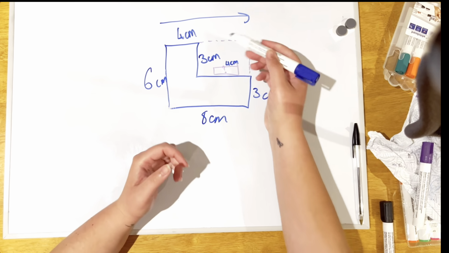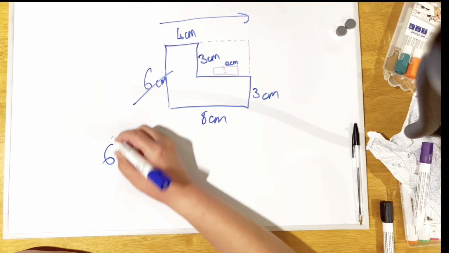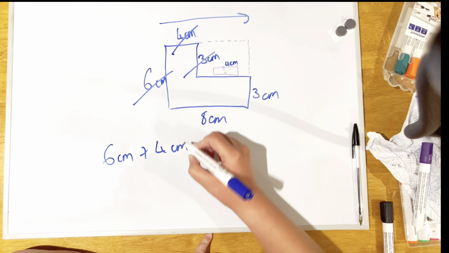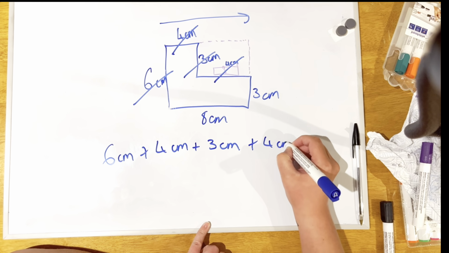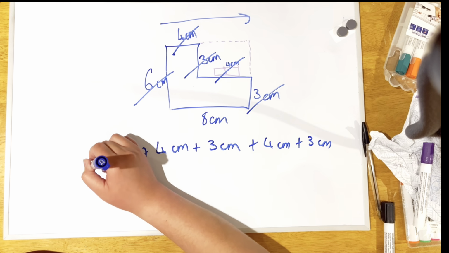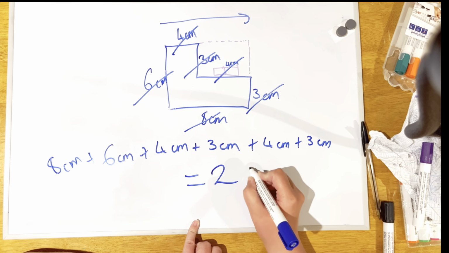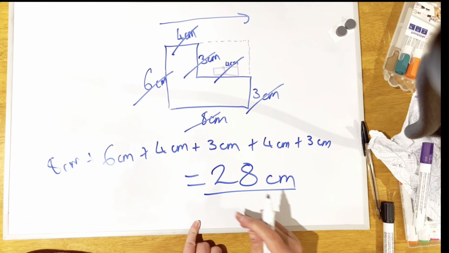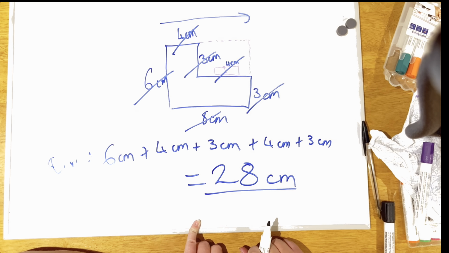So my missing length is 4 centimetres, because look, 4 plus 4 is 8 for that total section. So now I've got all my lengths, I simply need to add them together. 6 centimetres plus 4 centimetres plus 3 centimetres plus 4 centimetres plus 3 centimetres plus 8 centimetres. And in total, that comes to 28 centimetres. Remember to include your units. So the perimeter of my shape is 28 centimetres.